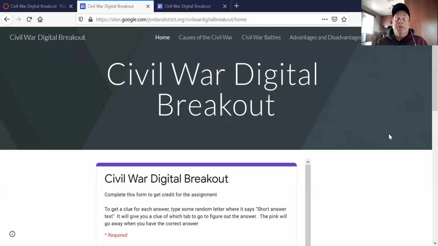Okay, here we are. I'm going to explain to you how to do the Civil War digital breakout. So I'm going to share my screen and bring that up so you can see what I'm talking about. I don't do this very often, so I'm hoping I can figure this out. So let me bring up the digital breakout. Okay, so this is what you're going to see when you get into it.